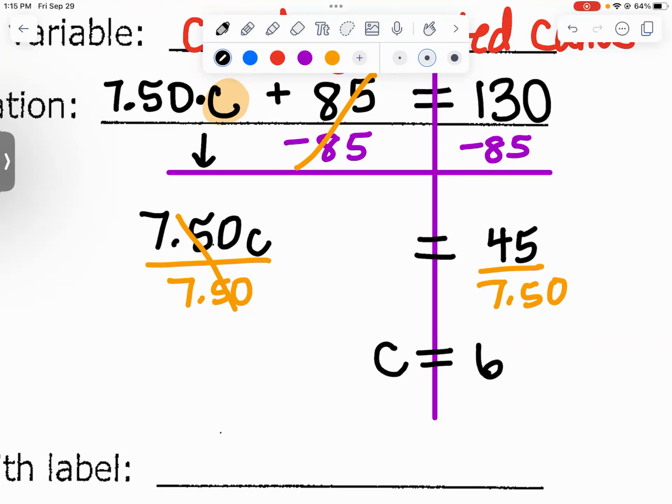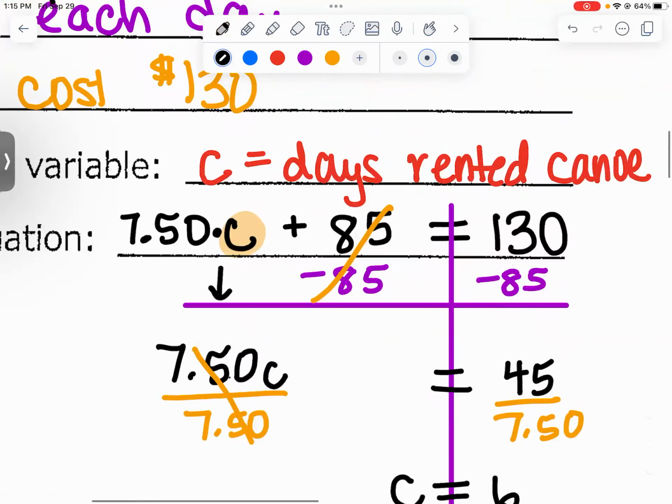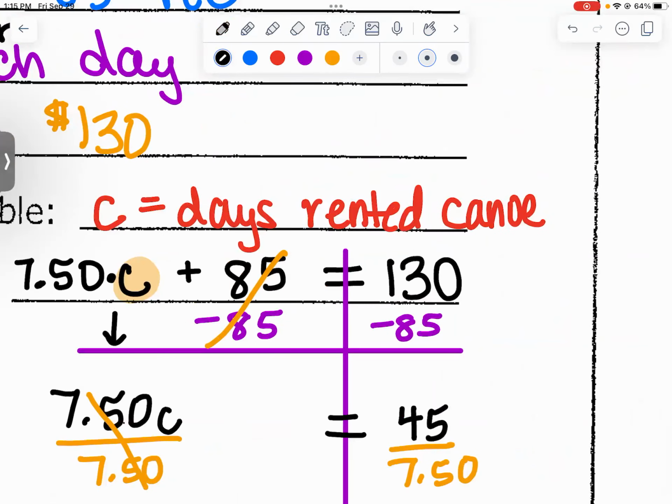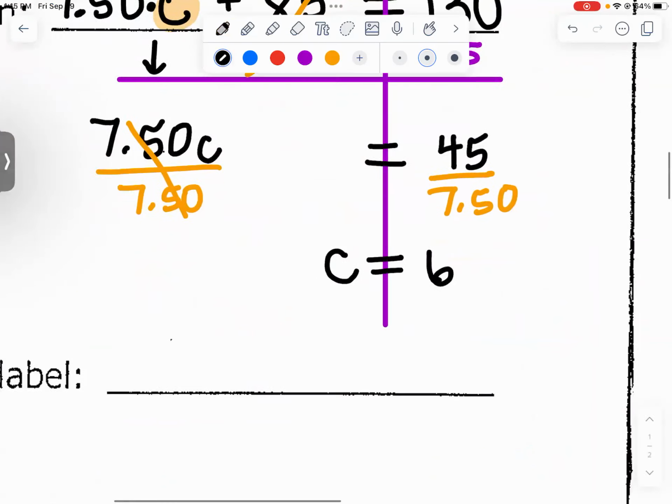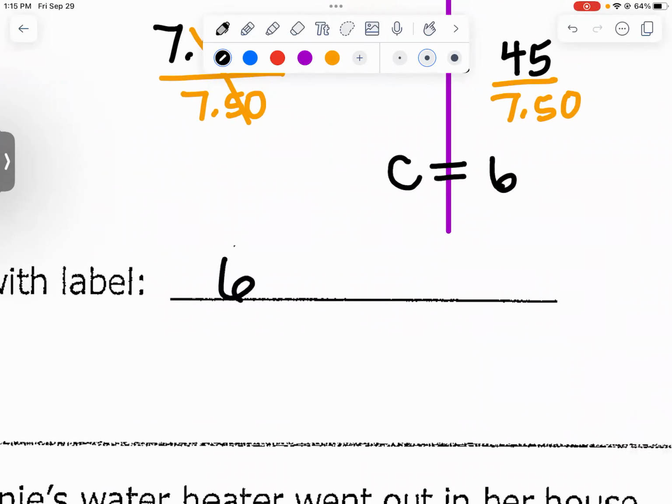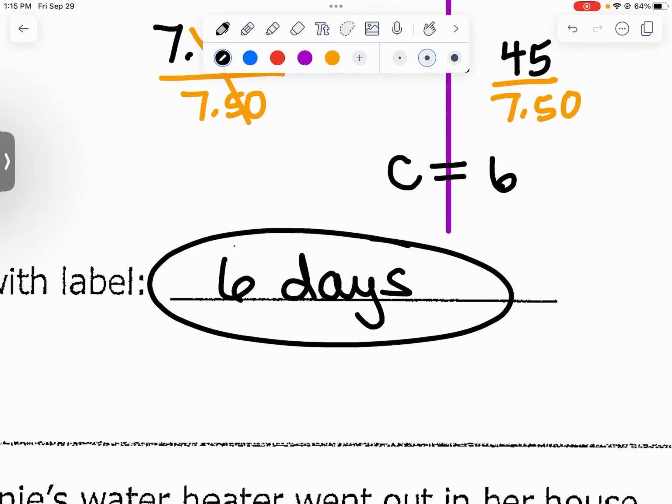Okay, if you give me only 6, I am not giving you full credit. But hold on, Jacob. Can you tell me what C stands for? Okay, so when I give you our answer, we better write 6 days. How do you know this is days? Because we said that C represents days. I'm so smart. You know how long I waited for your high five?